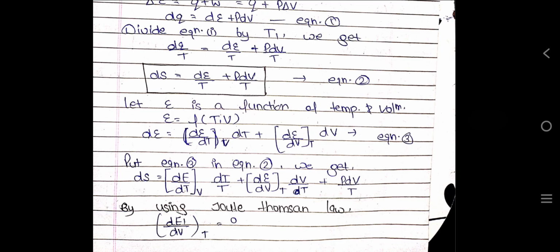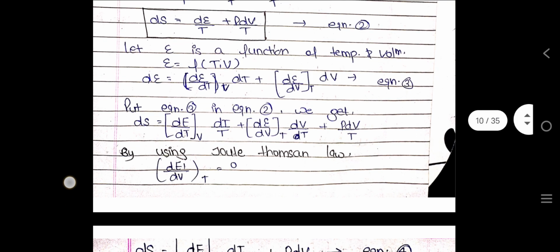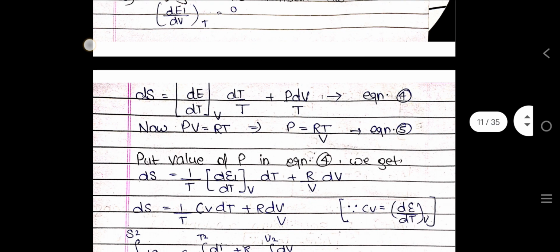Variation of entropy for an ideal gas with temperature and volume. According to the first law of thermodynamics, del E is equal to Q plus W, which is equal to Q plus P del V. So dQ is equal to dE plus P dV. Equation first. Divide equation first by T, we get dQ by T is equal to dE by T plus P dV by T. So dS is equal to dE by T plus P dV by T.